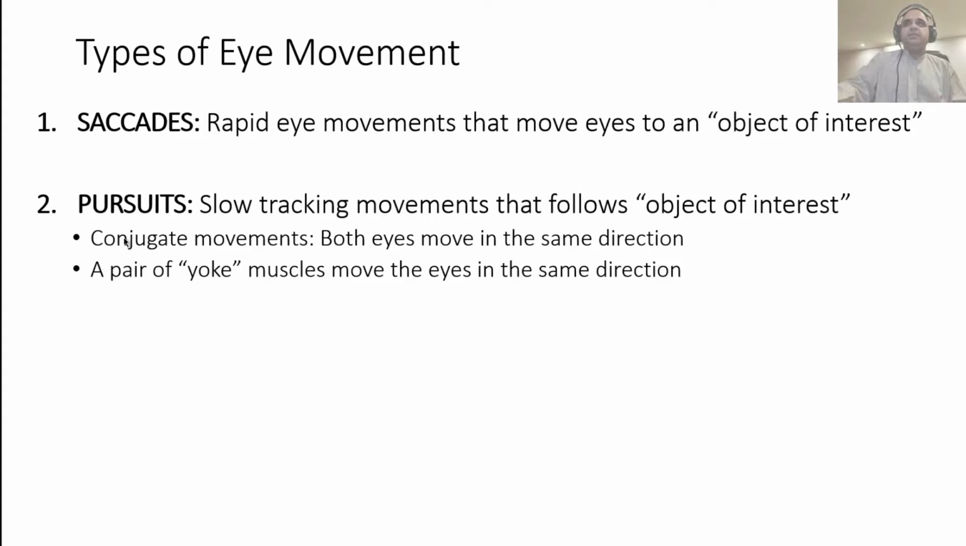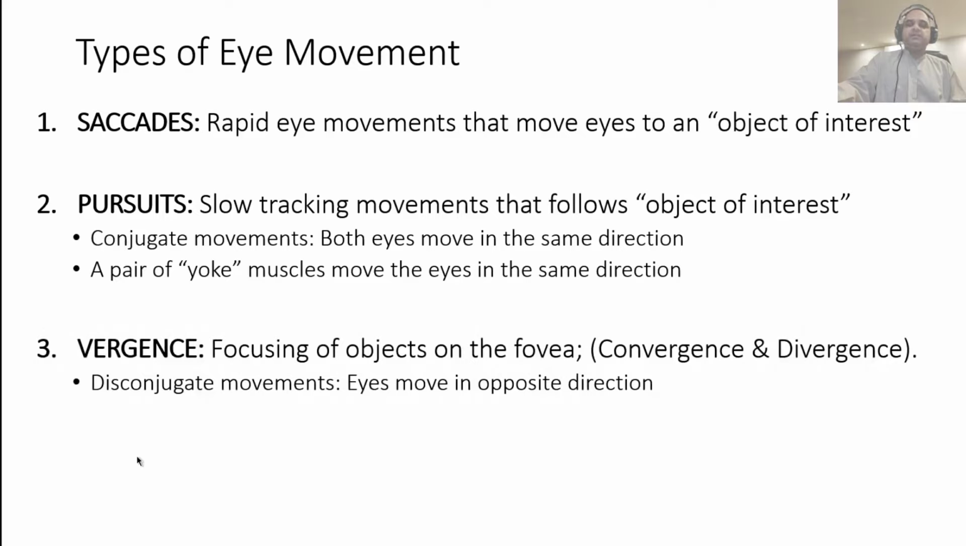So these are the most important movements that we will talk about. And then finally, we'll talk about vergence movements. Vergence movements are movements of the eyes in opposite directions, and they are called disconjugate movements. So convergence and divergence. Of all of these three, as I said, pursuits is the most important component, and we'll just talk about all these three as we move along.